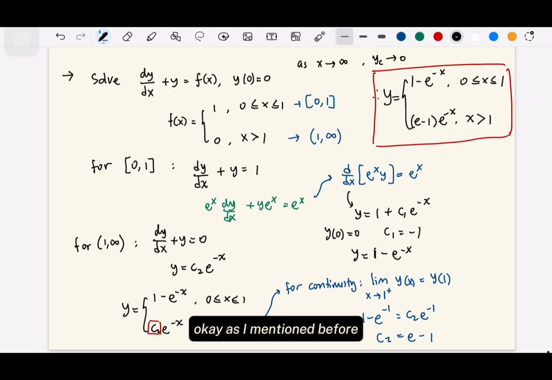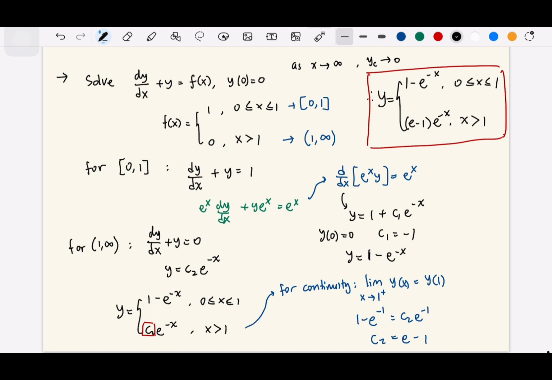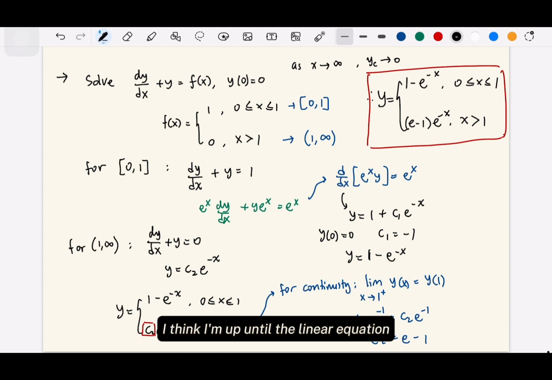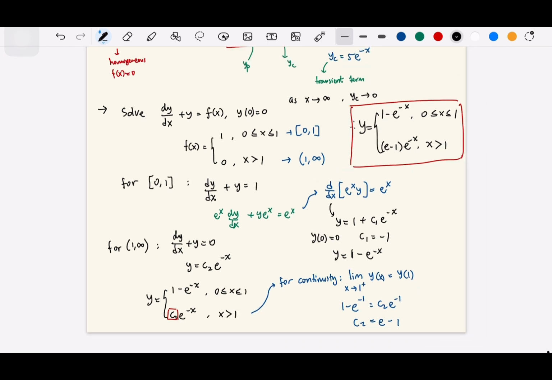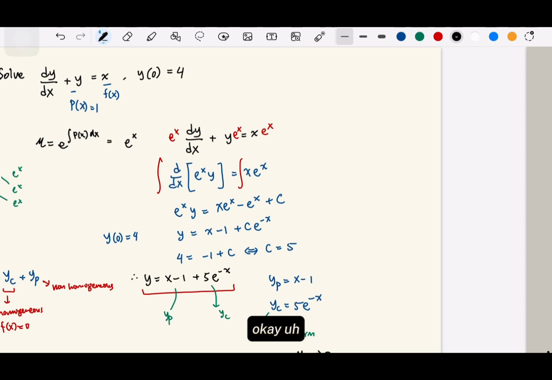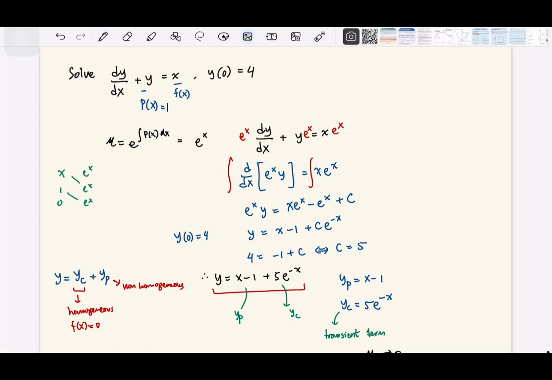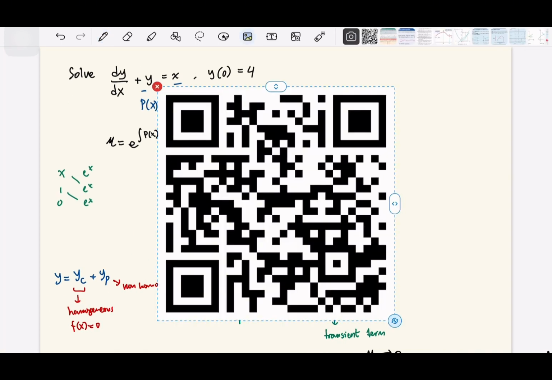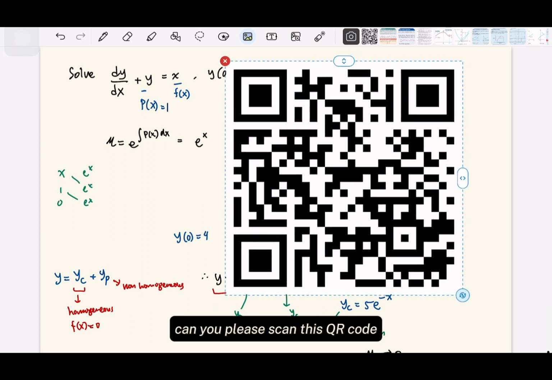Okay, as I mentioned before, the quiz is on the 28th, Thursday, 1 hour. I think I'm up until the linear equation. Okay, please scan this QR code.